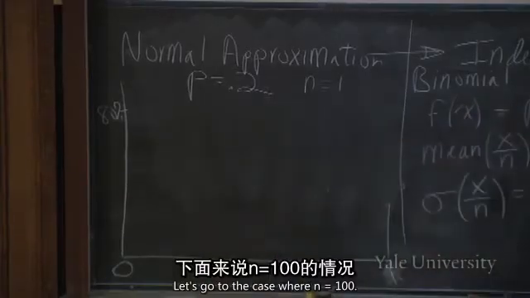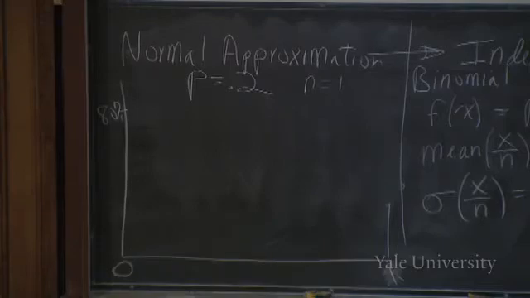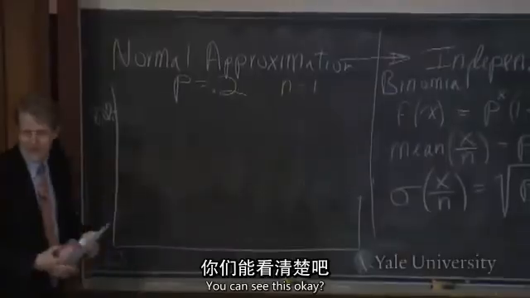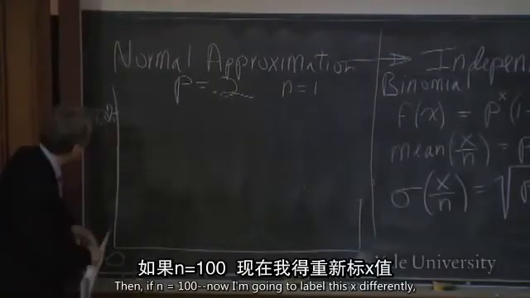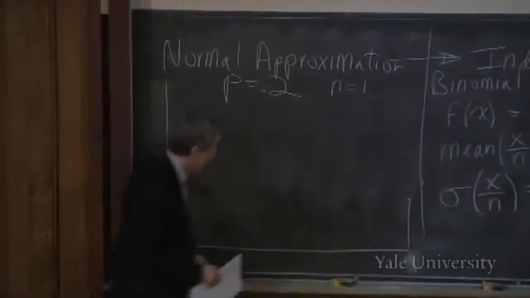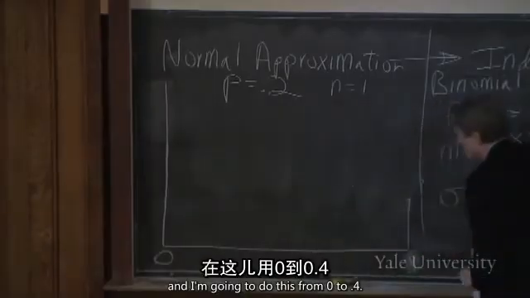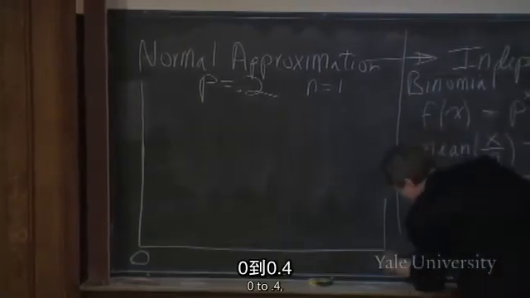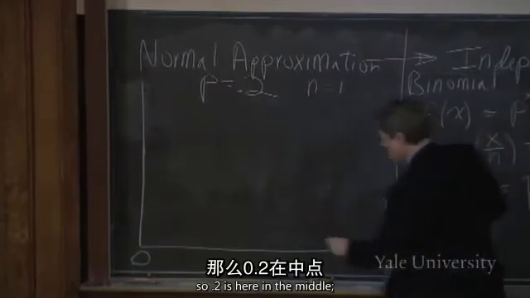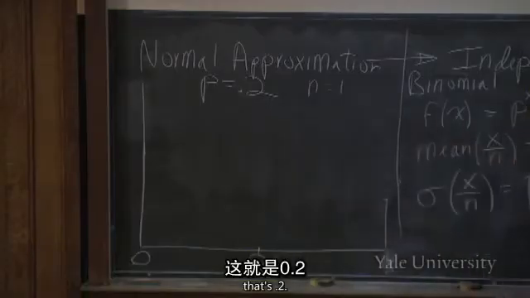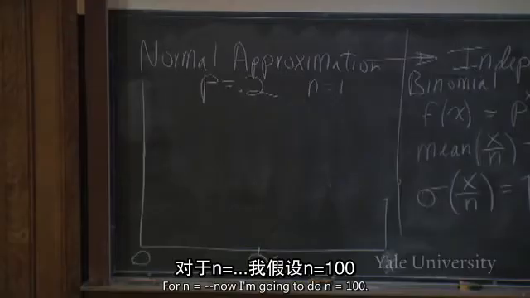But let's go to the case where n is 100. You can see these diagrams I'm drawing? If n equals 100, now I'm going to label this axis differently. I'm now going to show the normal bell-shaped curve, and I'm going to do this from 0 to 0.4. Maybe I do have to make this bigger. Can you see this all right back there? Okay, so 0 to 0.4, and so 0.2 is here in the middle. That's 0.2. Now I'm going to do n equals 100.